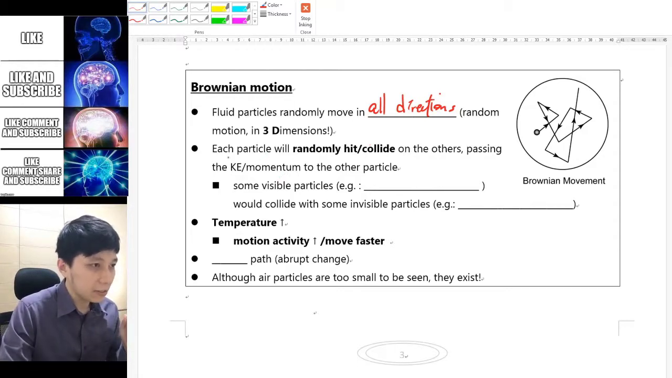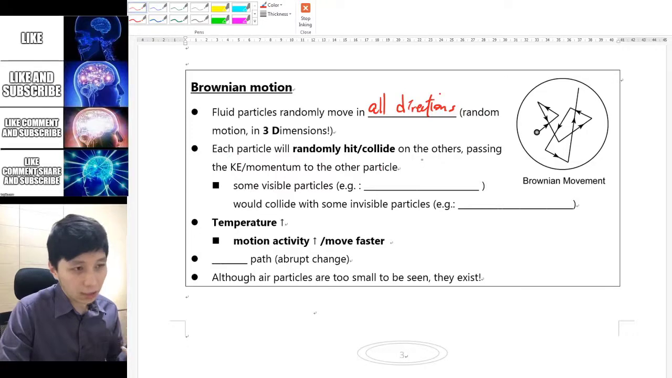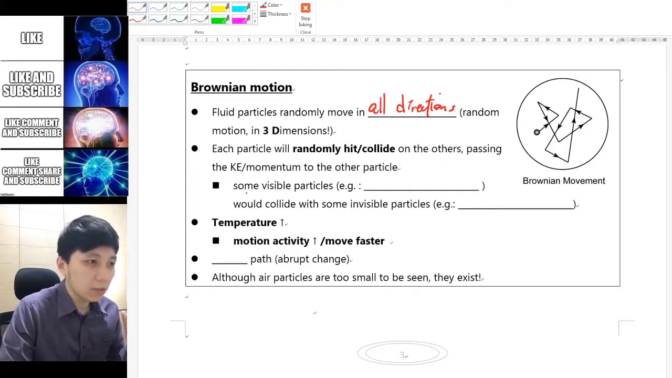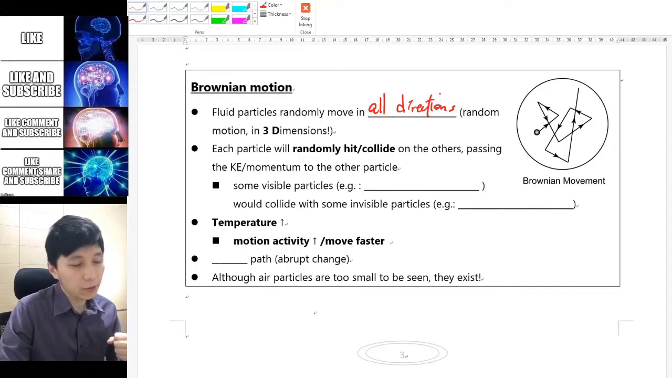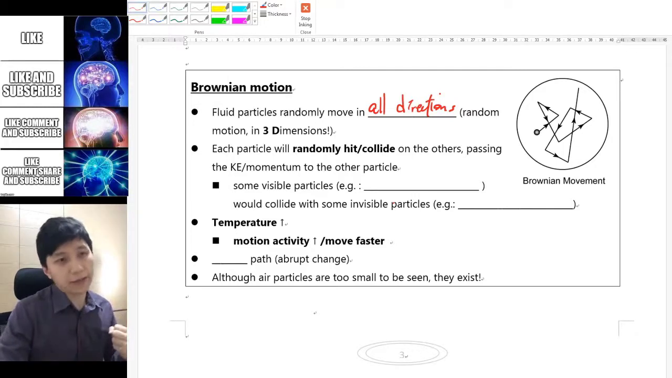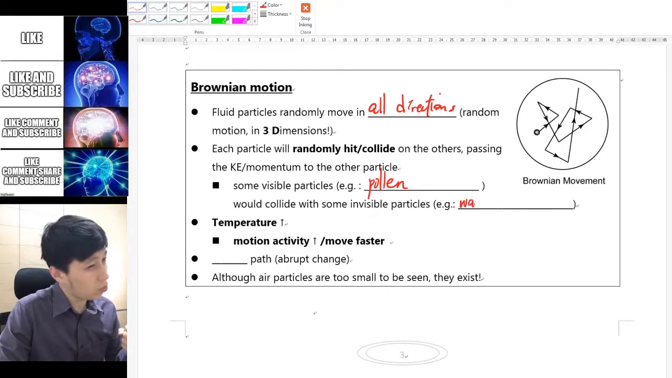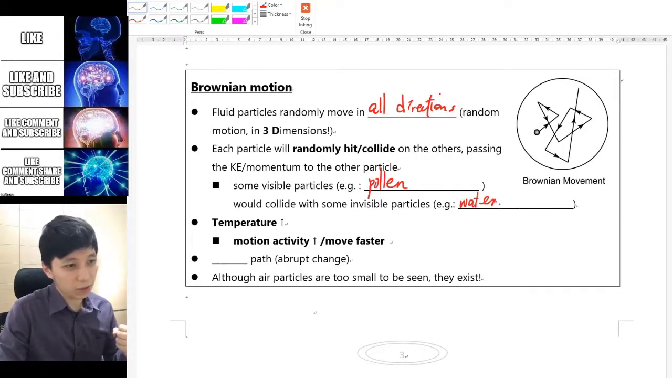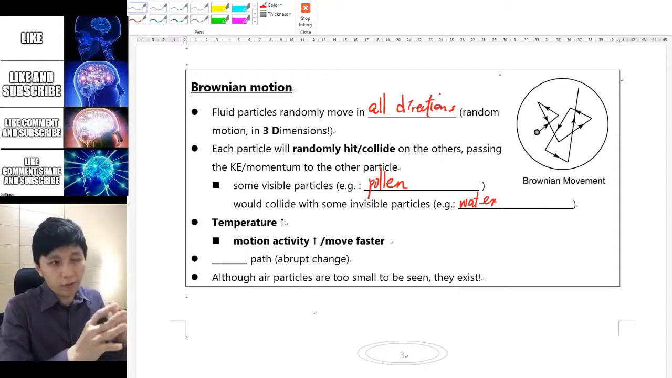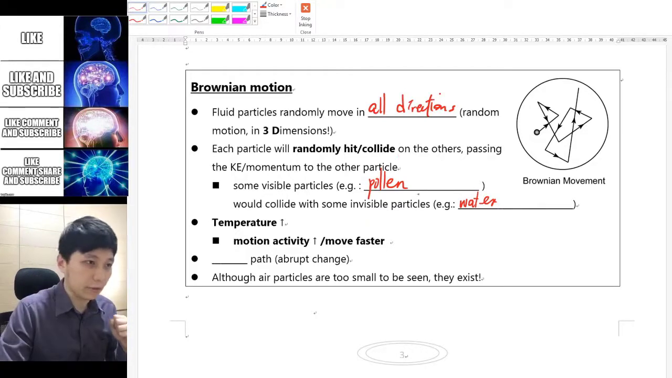The second thing is that each particle will randomly hit or collide with each other, passing on kinetic energy or momentum to other particles. Some visible particles would collide with some invisible particles. So in the videos earlier, there are two pairs of examples. One is where the visible one is the pollen, and the invisible one is the water molecule. That was the original, very early Brownian motion observation.